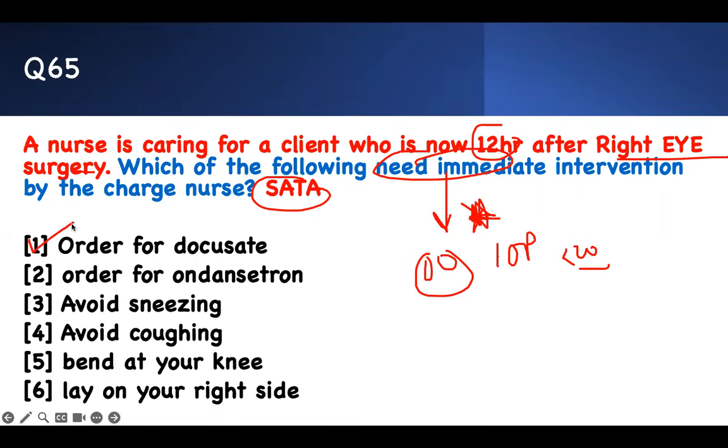I'll give you docusate, so I don't need to intervene, right? Order for ondansetron. I don't want you to vomit. You have nausea. Avoid sneezing. Yes. Avoid coughing. Yes. Bend at your knees, not your waist. That's good. Lay on your right side. If they have surgery on the right eye, they should lay on the left side. So this one is a problem. There's only one answer choice there. If you pick more, you get it wrong.